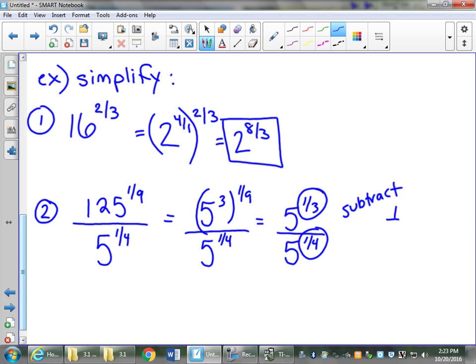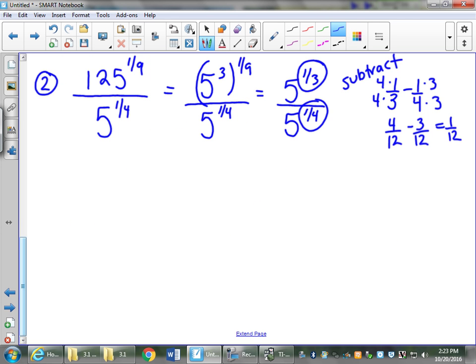Off to the side, I'm going to do 1/3 minus 1/4. You have to get common denominators for adding and subtracting. So I'm going to multiply the first fraction by 4, second fraction by 3. I will get 4/12 minus 3/12, which is 1/12. My final answer then, I take 5 to the 1/3 and divide it by 5 to the 1/4, I will get 5 to the 1/12.